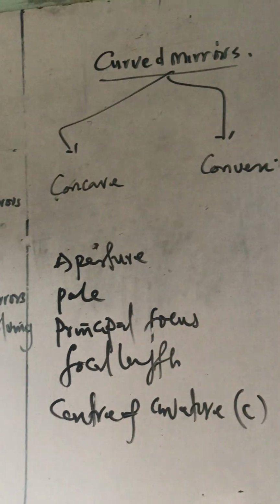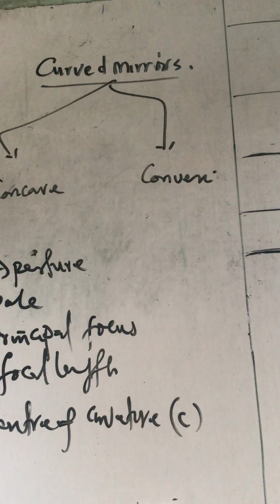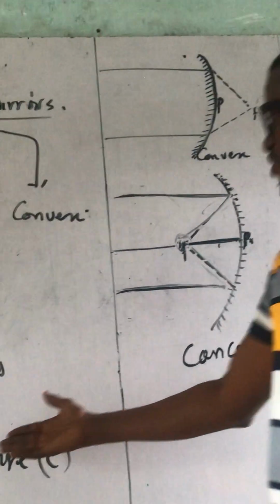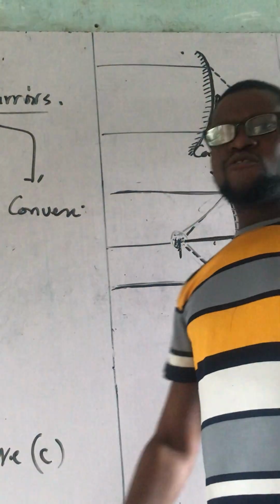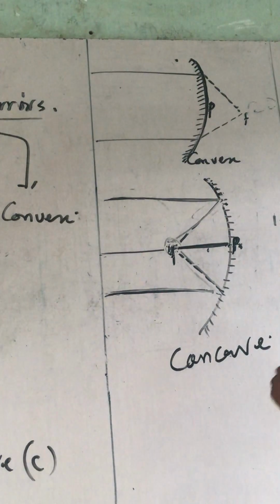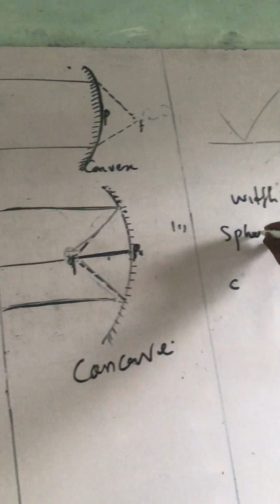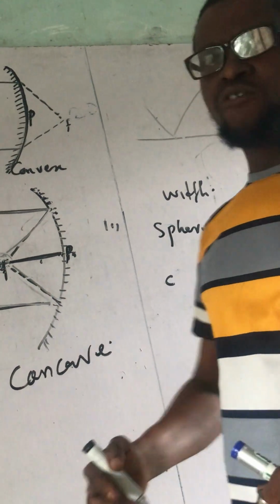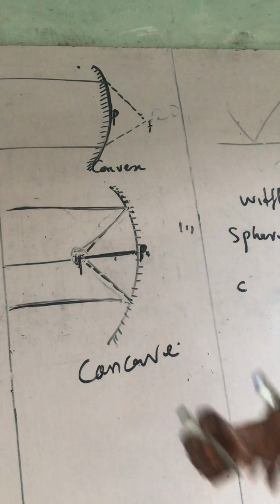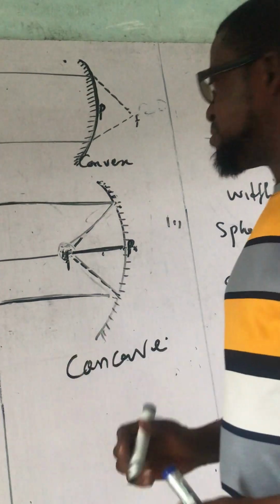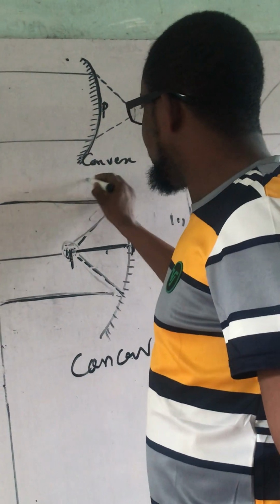Center of curvature. How do we go by center of curvature? The center of curvature of any mirror is the center of the sphere from which the mirror forms a part. What do I mean? For instance, we use this to form a circle.